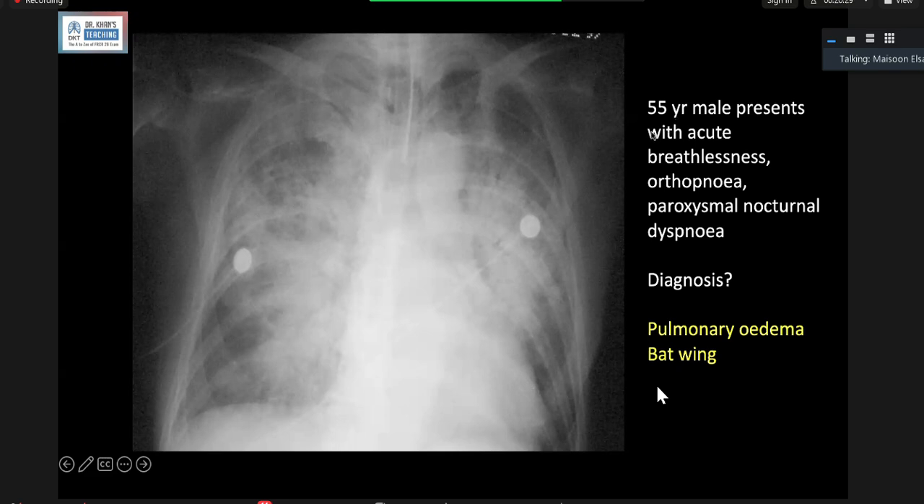The third question was a 55-year-old male who presented with acute shortness of breath, orthopnea, and paroxysmal nocturnal dyspnea. Looking at the chest x-ray, we could diagnose him with pulmonary edema. We could see the bat wing sign. So there's a bilateral perihilar bat wing pattern, which is characteristic of alveolar pulmonary edema, basically. Alveolar opacification and pulmonary edema. These circles here are external chest leads. They're not in the patient.